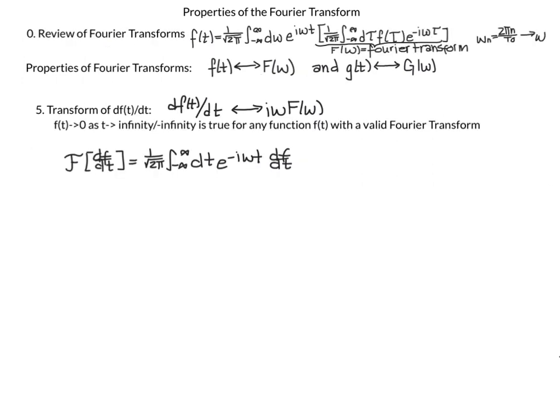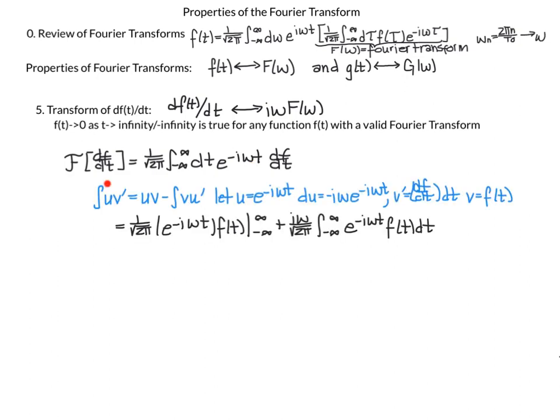And this looks kind of frightening, but it's not. So we're going to take the Fourier transform of df dt. We're going to plug in df dt into our Fourier transform formula, which is 1 over square root of 2 pi, the integral dt e to the minus i omega t df dt. And to integrate, we're going to integrate by parts. We're going to let u equal e to the minus i omega t. That means du is negative i omega e to the minus i omega t. We're going to let v prime equal df dt, which means that v is equal to f of t.